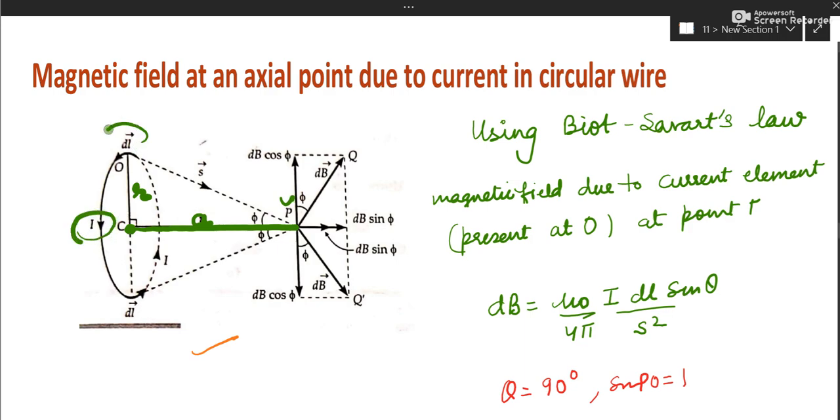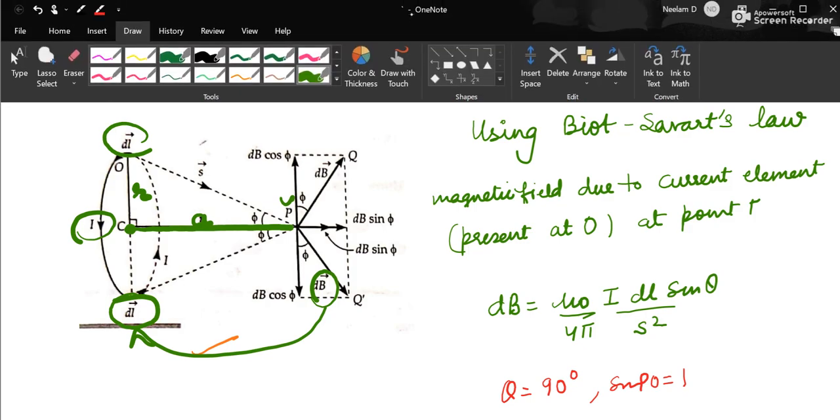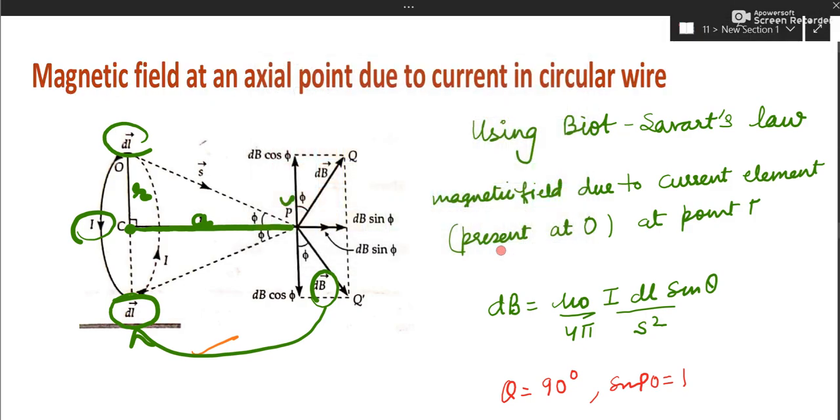Now this is one current element, this is another current element, and we have just understood that this will be the magnetic field due to this current element, and this will be the magnetic field due to this current element. So let me highlight the arrows. This is the magnetic field due to the first current element, that is the upper current element, right? And due to the second current element, which is located diametrically opposite to this, its magnetic field is this.